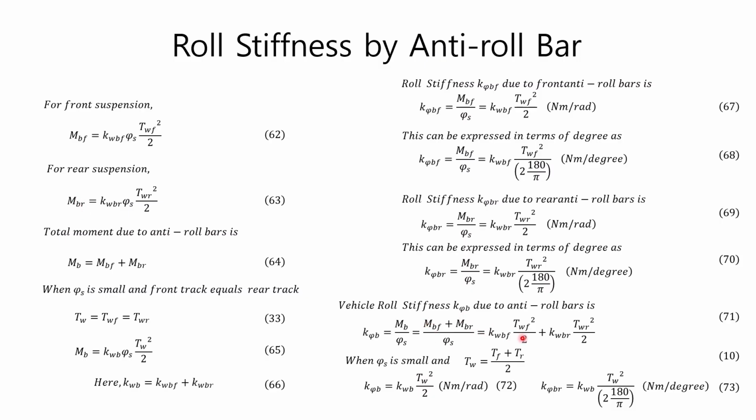If the roll angle phi s is small and the average of the front and rear axle tracks is used as the track of the entire vehicle, the roll stiffness of the anti-roll bar can be expressed by equation 72. In terms of degrees, it can be expressed by equation 73.